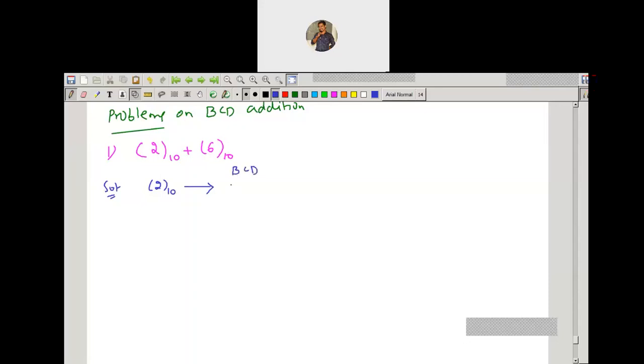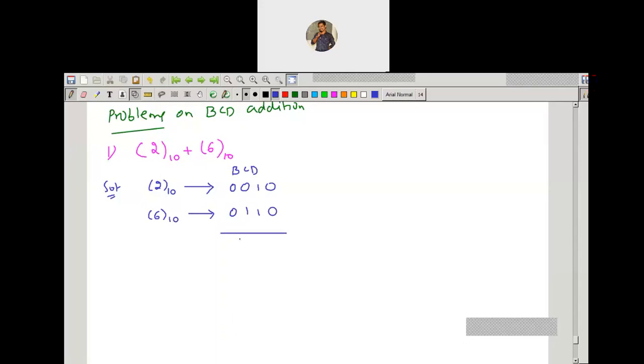So how can you represent 2 in the BCD form? You have to use a 4-bit binary number. So by using 4 bits, you can take 0 0 1 0. 0 0 1 0 is the BCD representation of the number 2. And coming to 6, by using 4 bits, you can represent 6 like 0 1 1 0. So after done with the BCD representation, you have to go for the addition.